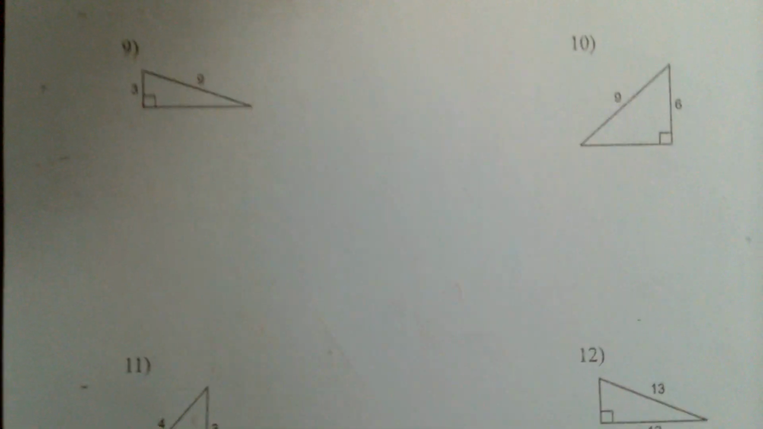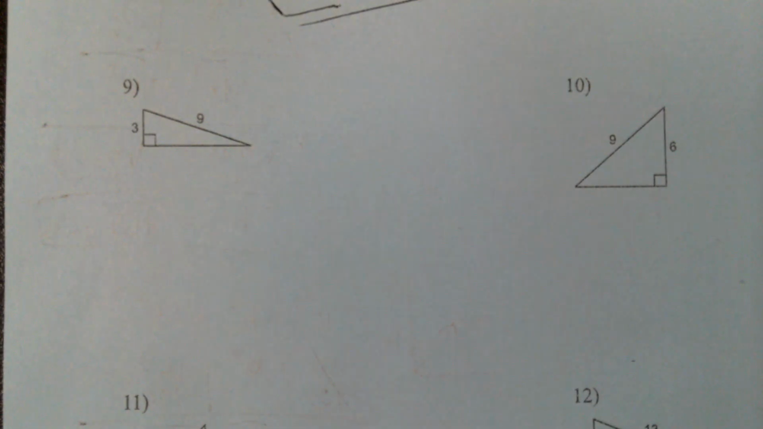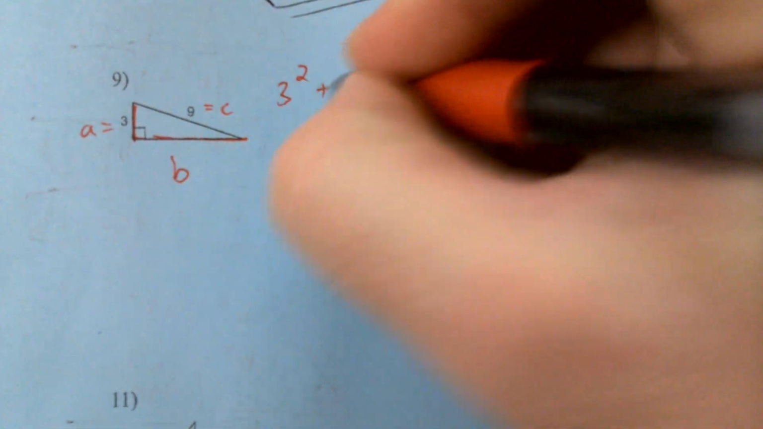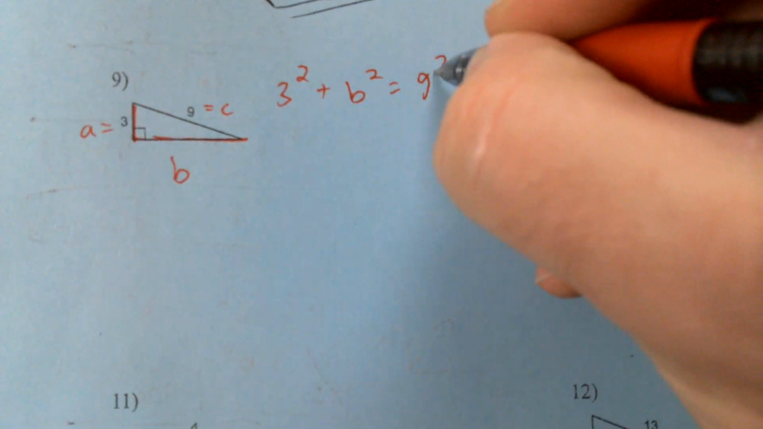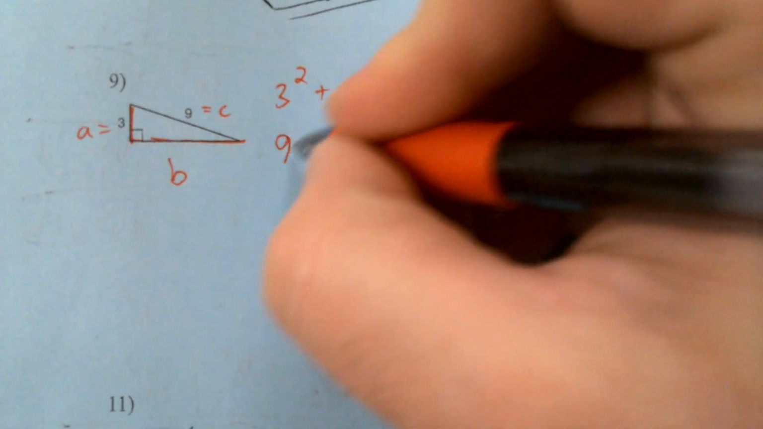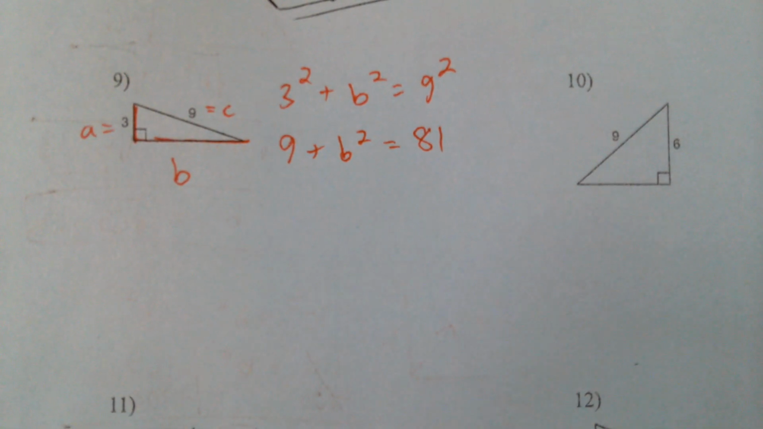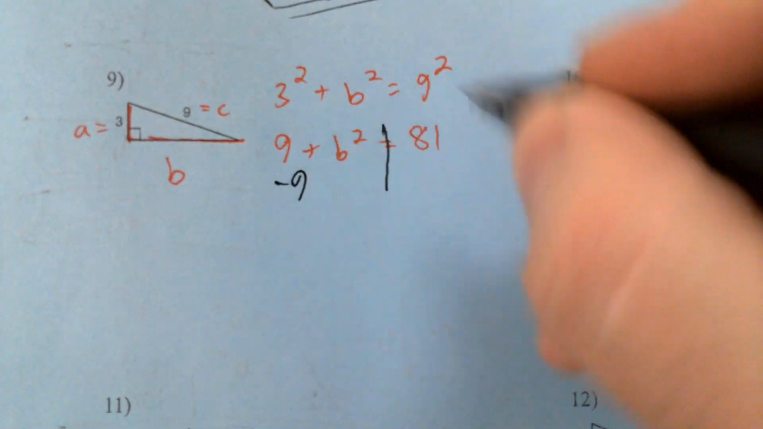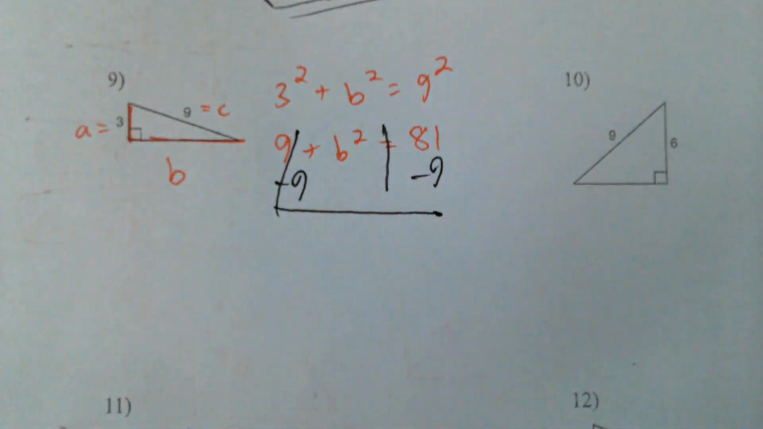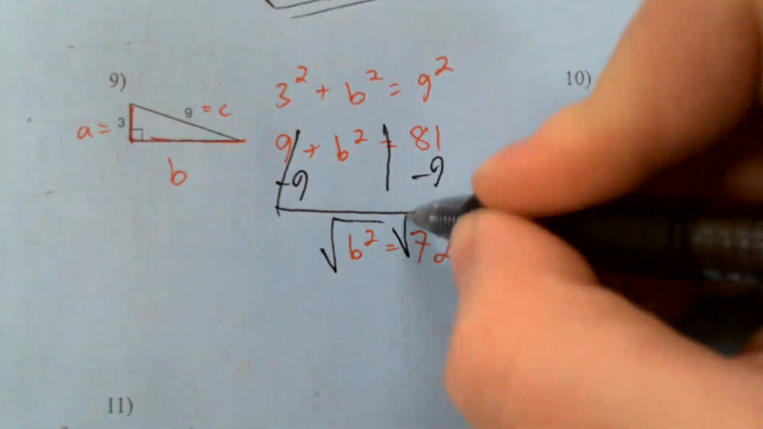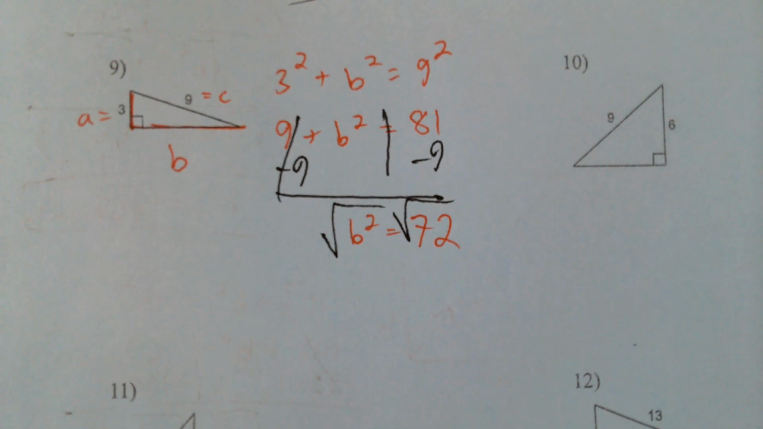Going down to number 9. Hypotenuse here is 9. That'll be our C. One of our legs is 3, and one of our legs is just B. So we've got 3 squared plus B squared equals 9 squared. It gives us 9 plus B squared equals 81. We'll subtract 9 from both sides, giving us B squared equals 72. And then we'll take the square root of both sides.